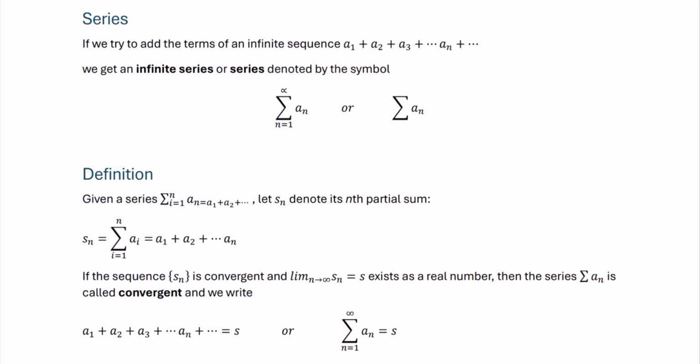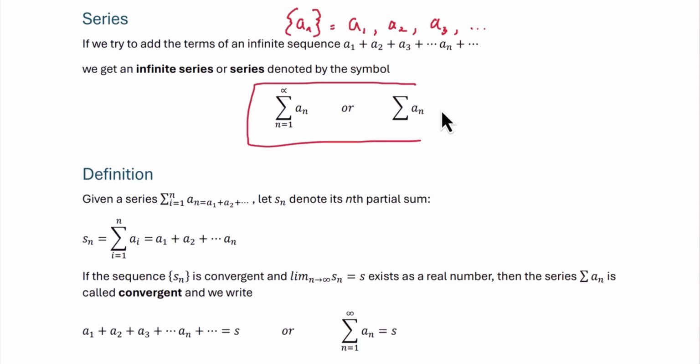Recall in the previous video we talked about a sequence. And as a reminder, a sequence looks something like this, a sub n, and it's just a list of numbers like a1, a2, a3, and so on. What we're looking at now is a series, and a series is simply a sum of a sequence. Notice we're taking these terms from the sequence and we're now adding them up, a1 plus a2 plus a3 and so on. We can denote a series using these symbols.